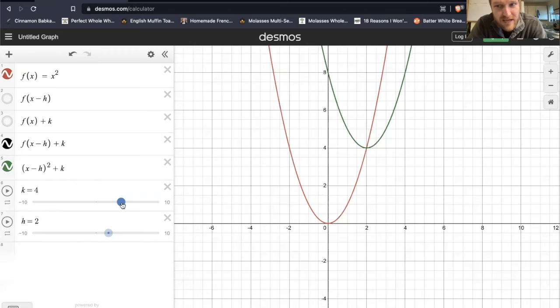Does this help, like actually seeing this with the sliders and stuff? Yes, it does. Cool. Okay, so one last thing. I know we're like 30 minutes over.